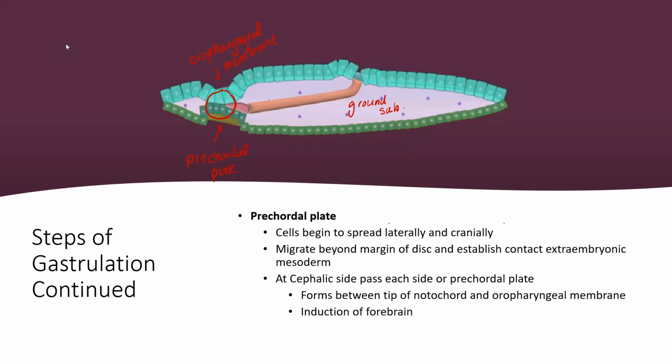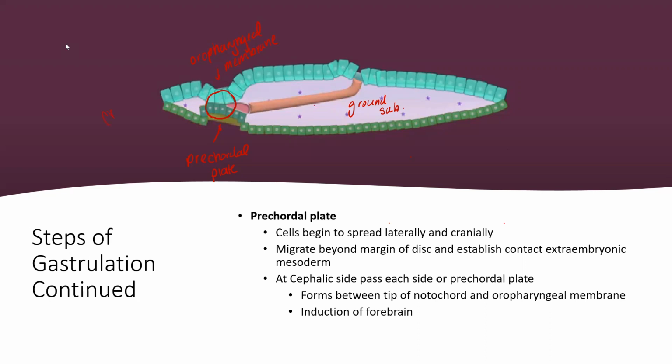So we're kind of looking at a side view of the bilaminar disc. So at the oropharyngeal membrane, there is little to no ground substance, and some of the cells from the primitive streak move towards the precordal plate and will intercalate into the precordal plate, displacing the previous hypoblast. These cells proliferate, forming another layer called the precordal mesoderm at the caudal end.